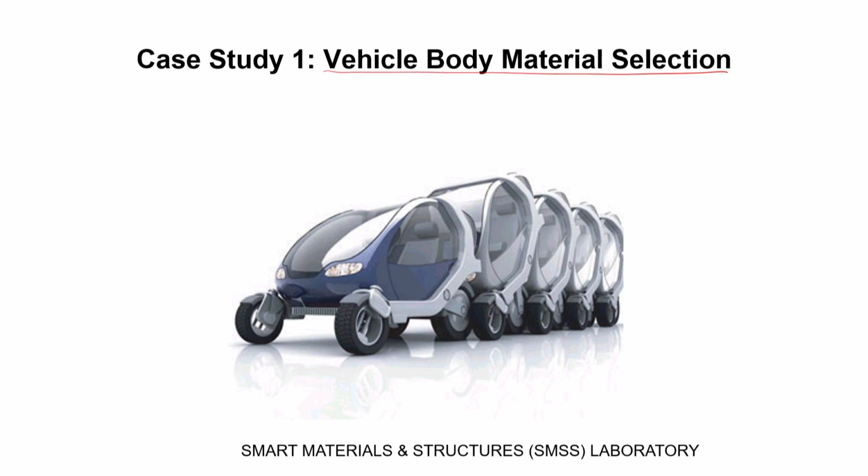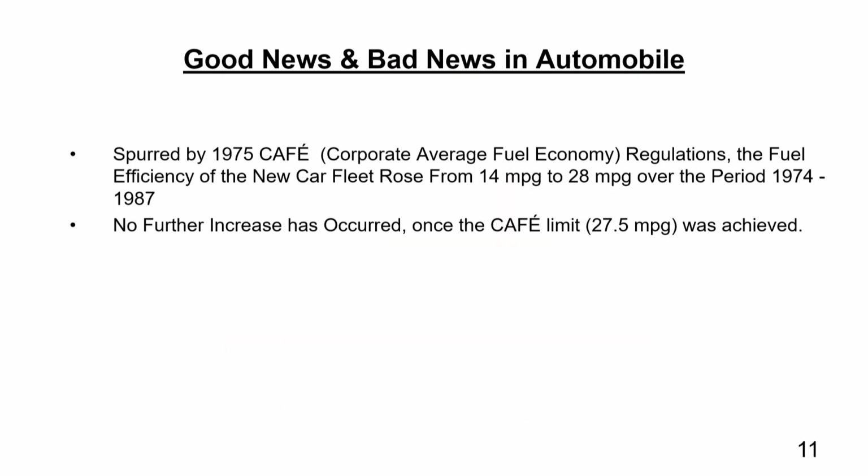By the way, this is one of the designs that our students developed for automobiles which can be parked one against the other. Now, one important thing in automobile design we have to keep in mind is that way long ago in 1975, there is a CAFE regulation that actually restricts the fuel emission from the obnoxious emissions pollution point of view from 14 mpg to 28 mpg between 74 to 87, and the CAFE limit remains 27.5.